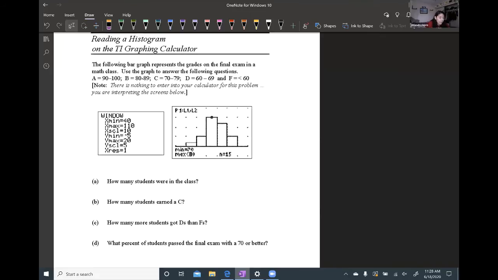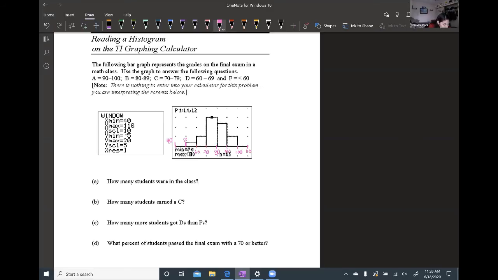Reading a histogram. Okay, so they give us a histogram, which it looks like it was given from a graphing calculator. And it tells us that the minimum value is 40 in our window. So this right here, this is 40. And our maximum is 110. So right here, that's 110. And the scale is 10, so it's going by 10. So right here, this is 50, this is 60, 70, 80, 90, 100, okay?